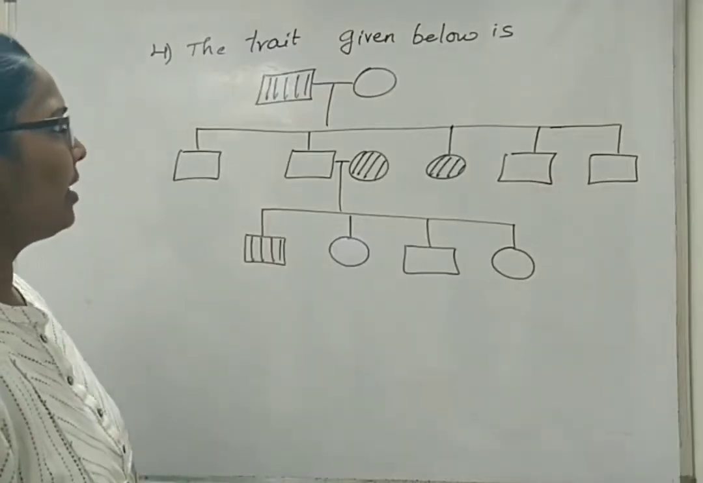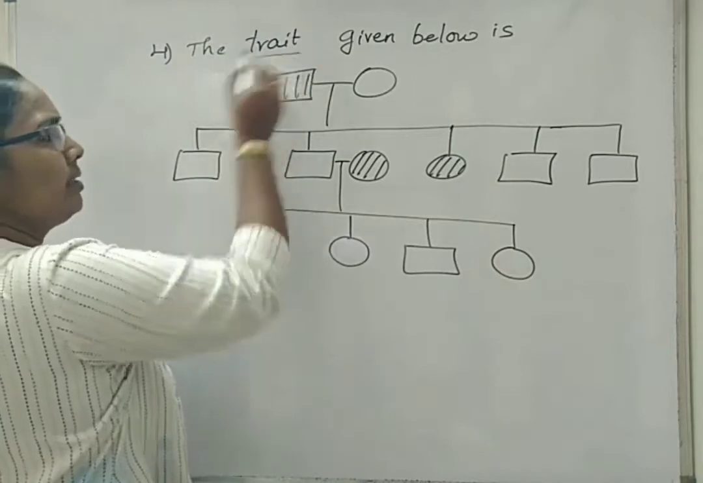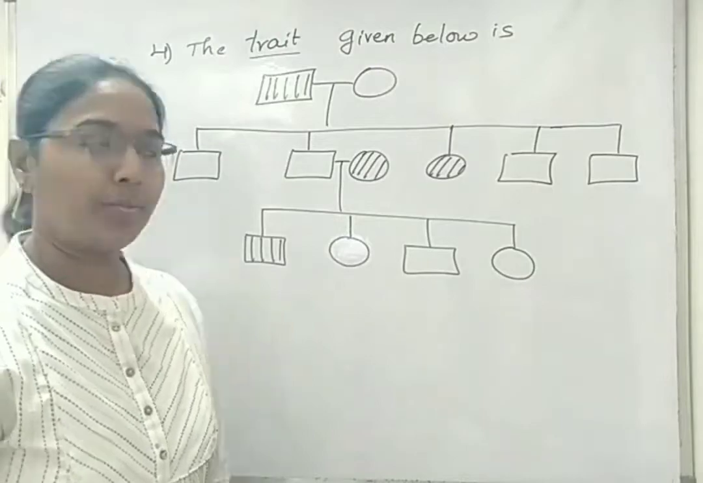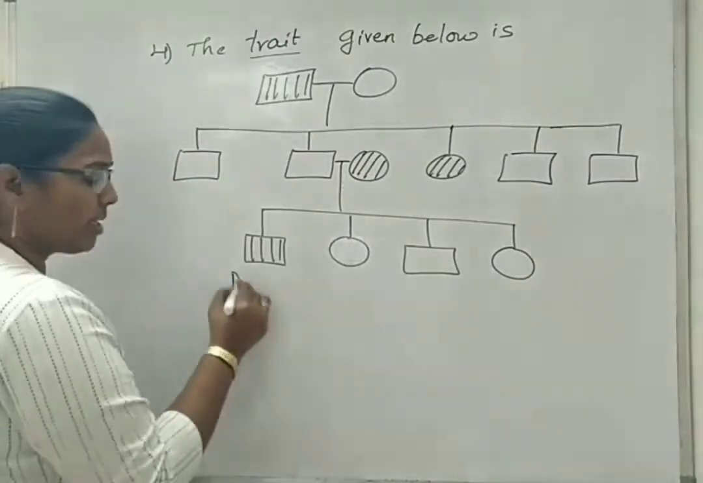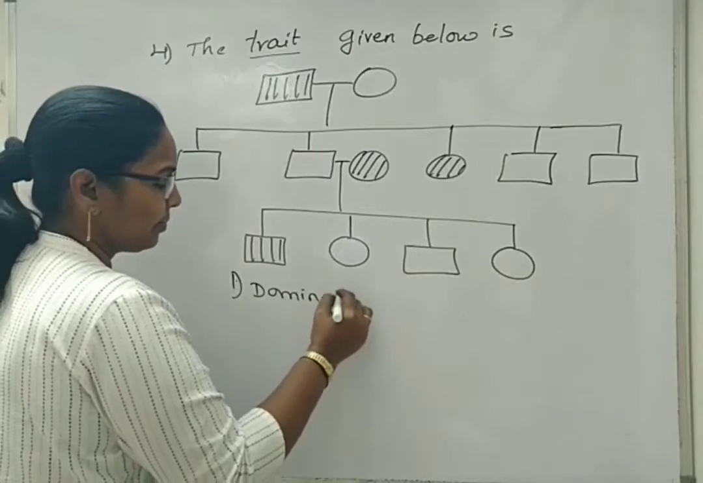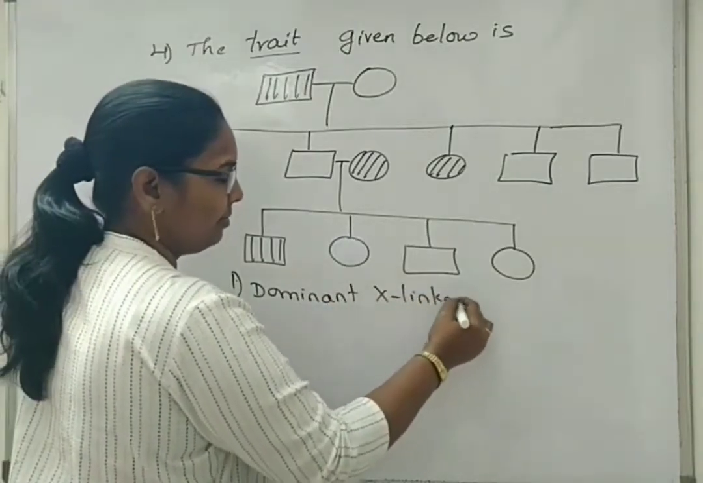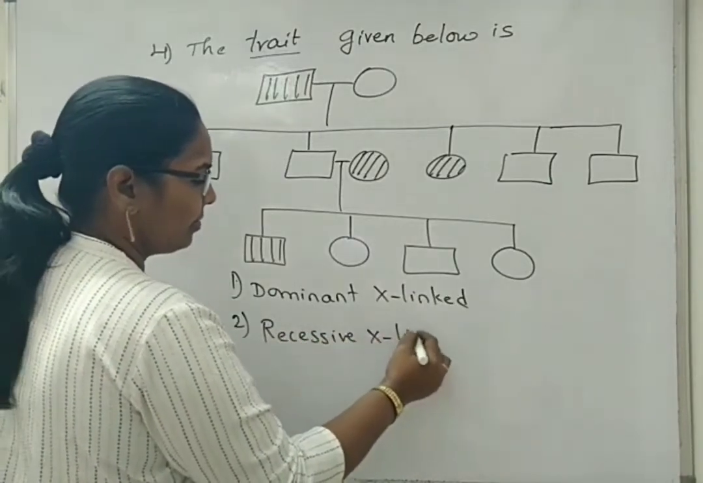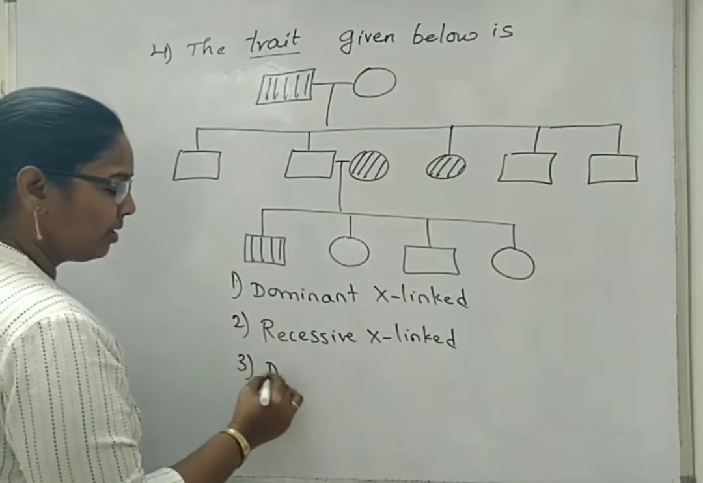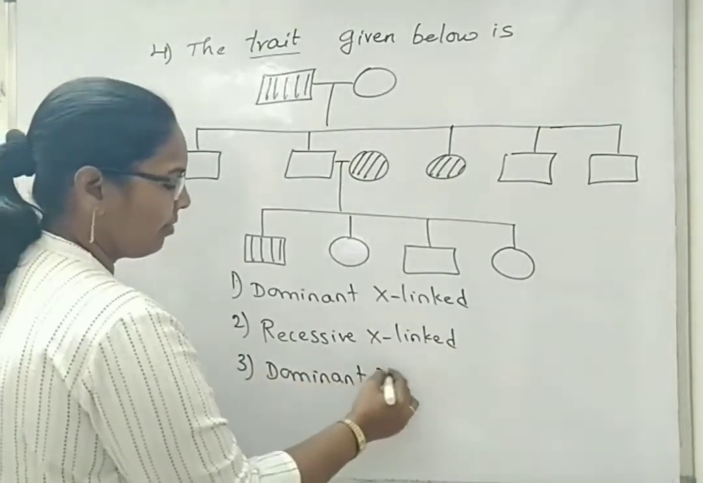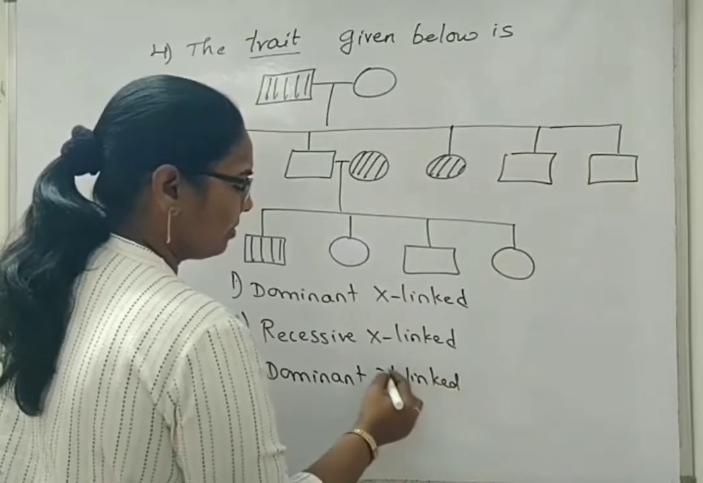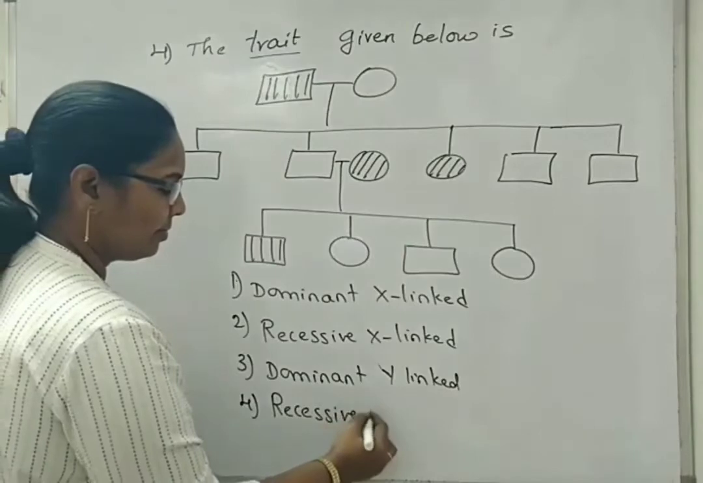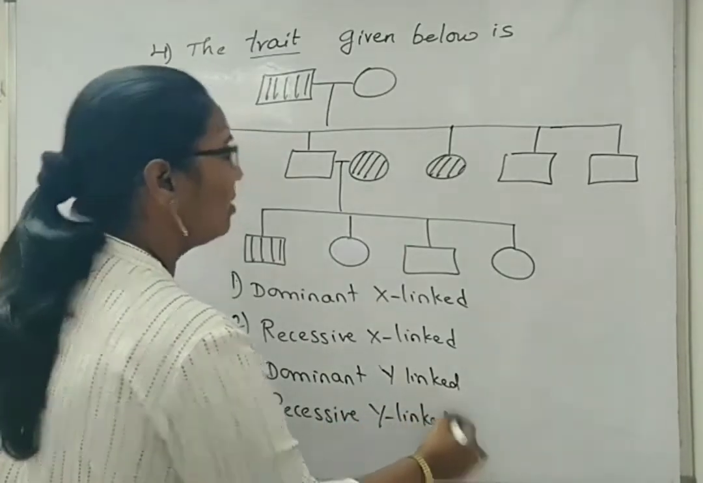If another question was given like this, the trait given below. What is meant by trait? Means the examiner is asking us about the phenotype or the characters that are exhibited. The chart is given like this and options are asked as: first, dominant, X-linked; second option, recessive, X-linked; third option, dominant, Y-linked; fourth option, recessive, Y-linked. The chart is given like this.